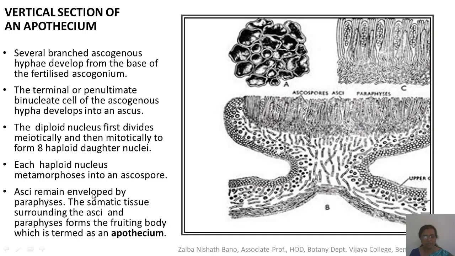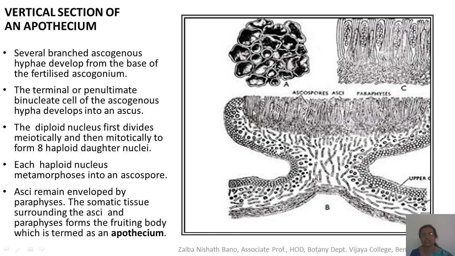Now once the male and female nuclei fuse, several branched ascogenous hyphae develop from the base of the fertilized ascogonium. The terminal or penultimate binucleate cell of the ascogenous hyphae develops into an ascus. The diploid nucleus then divides first meiotically, so 4 haploid nuclei are formed, and then mitotically to form 8 haploid daughter nuclei. Each haploid nucleus metamorphoses into an ascospore.